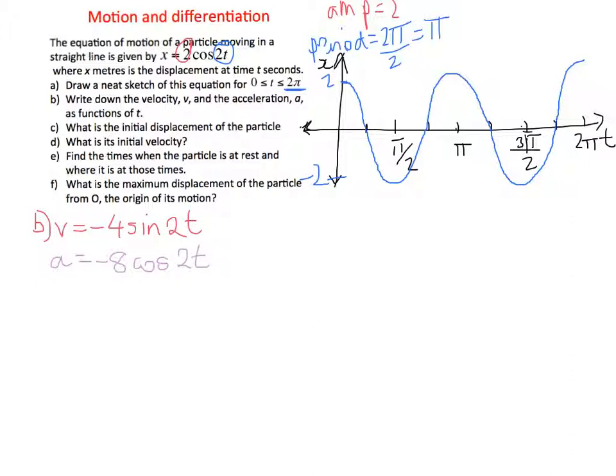Then part C, what is the initial displacement of the particle? Well, you can use your graph or you can use the equation to work this out. Initial displacement means when t equals 0. This is the graph of our displacement, so let's see what the displacement is. It's 2. Or you could substitute in t equals 0, which is what we did earlier. So initial displacement is 2 meters to the right of the origin.